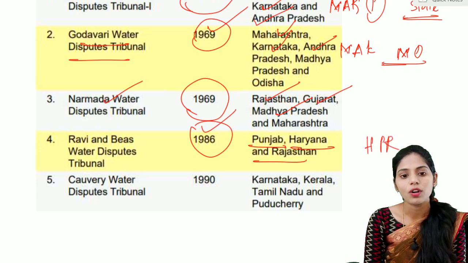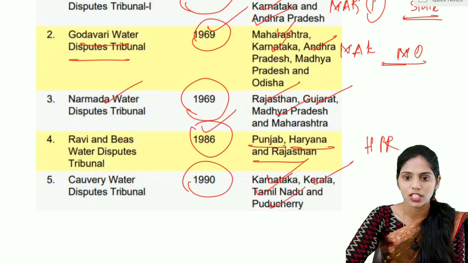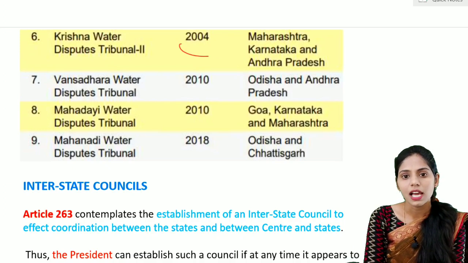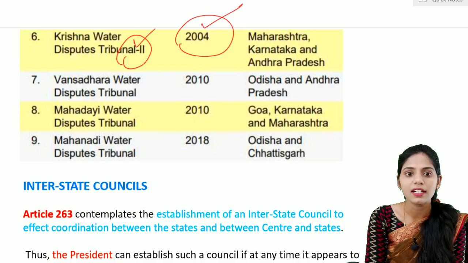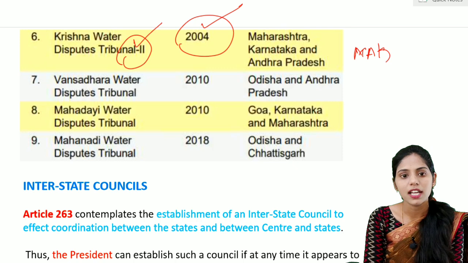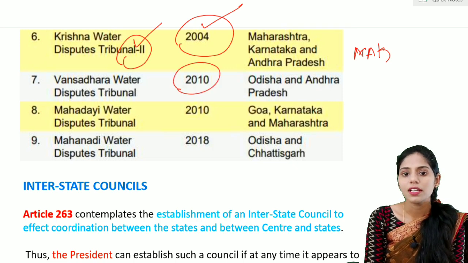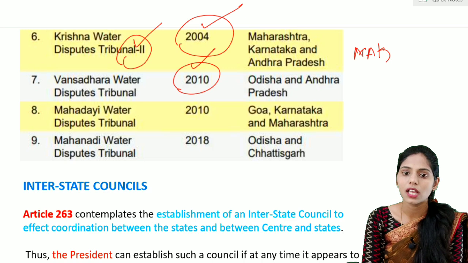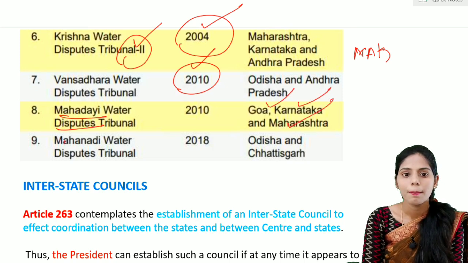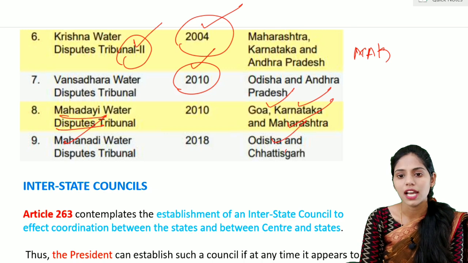And the next one is the Kaveri Water Dispute Tribunal in the year 1990. The states included are Karnataka, Kerala, Tamil Nadu and Pondicherry or Puducherry. And the next one is the Krishna Water Disputes Tribunal, established in the year 2004. It is the second Krishna tribunal, between the states MAK again. And the next one is the Vansadhara Water Dispute Tribunal, established in the year 2010 between Odisha and Andhra Pradesh, and the Mahadayi Water Dispute Tribunal between the states Goa, Karnataka and Maharashtra. The Mahanadi Water Dispute Tribunal is between Odisha and Chhattisgarh.